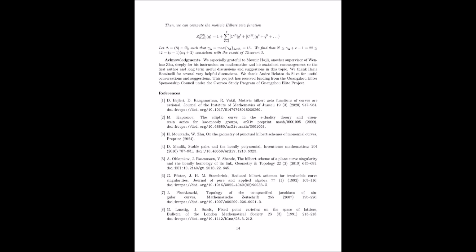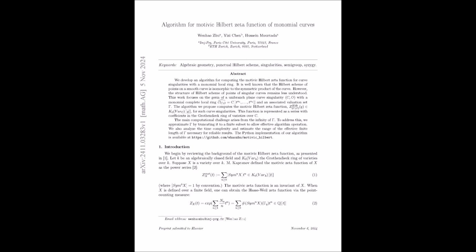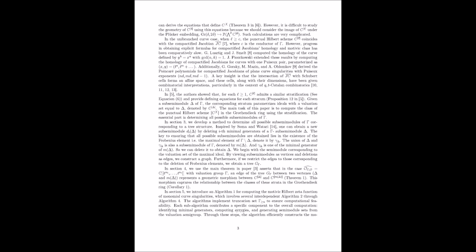Using theorem 3, we set n equals (c minus 1) times (alpha 1 plus 2), which equals 42, and work with the truncated set Gamma sub greater than or equal to 42 equals {0, 4, 5, 6, 8} union [9, 42]. So the first step is to use algorithm 4 to generate those sets D sub L, which contain all the subsemimodules of gamma that differ from gamma by exactly L elements. What do those sets look like for this particular curve?